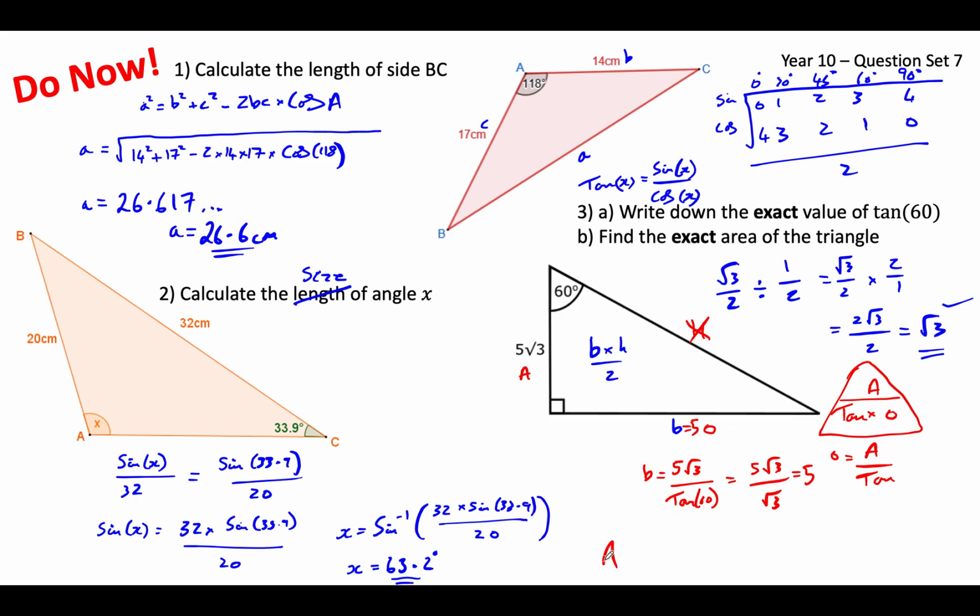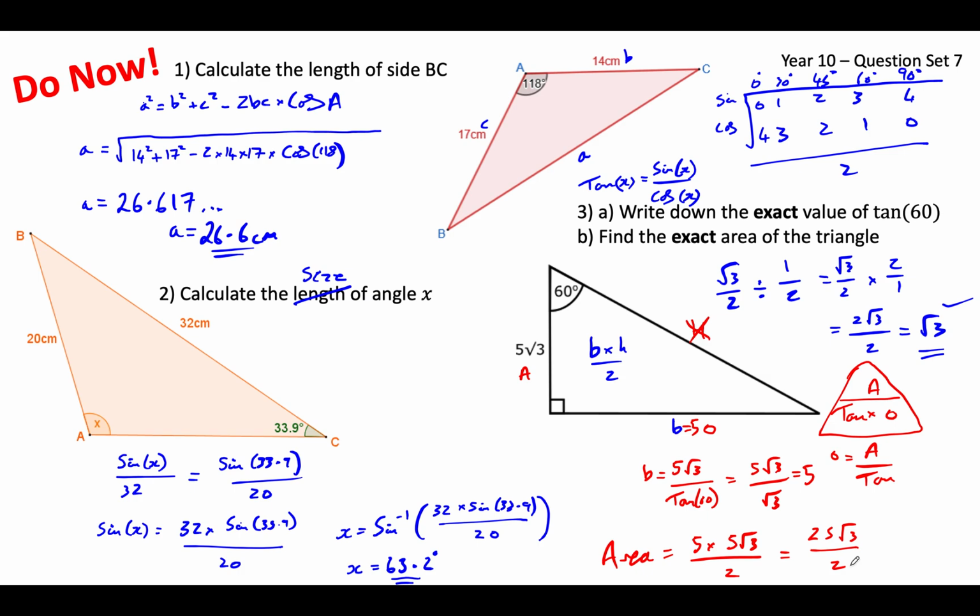So the area is equal to base, which is 5, times by the height, which is 5√3, divided by 2, which is 25√3, 5 lots of 5√3. So 25√3 divided by 2. And that is probably the simplest it is going to get.